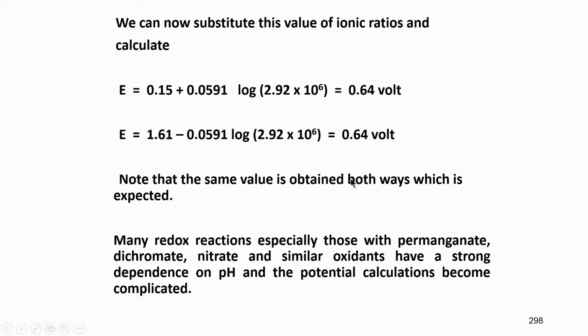So, the same value is obtained both ways, which is expected. Many redox reactions, especially those with permanganate, dichromate, nitrate and other similar oxidants, have a strong dependence on the pH, and the potential calculations become slightly complex. What does it mean again?